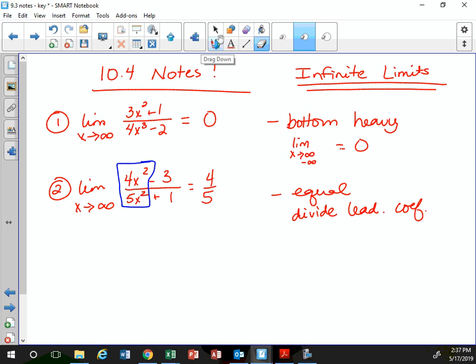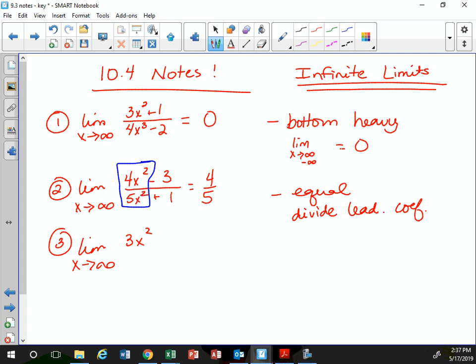So we clearly need a top-heavy one now. Whoops, not x squared, sorry. Did I say 3x squared plus 5? There we go. All right, top heavy, right?